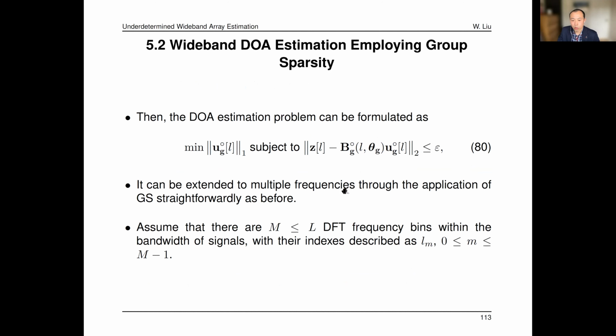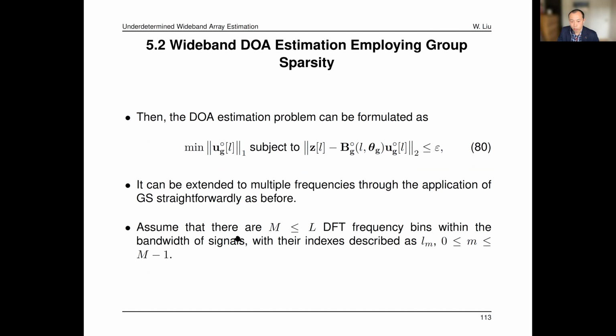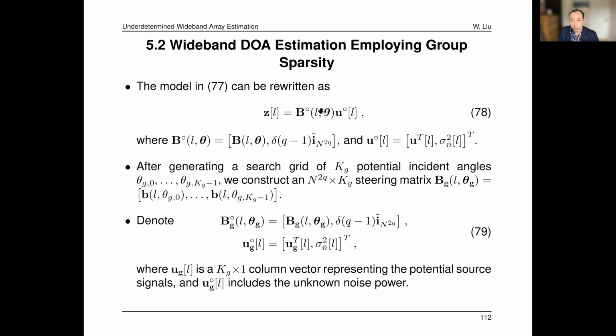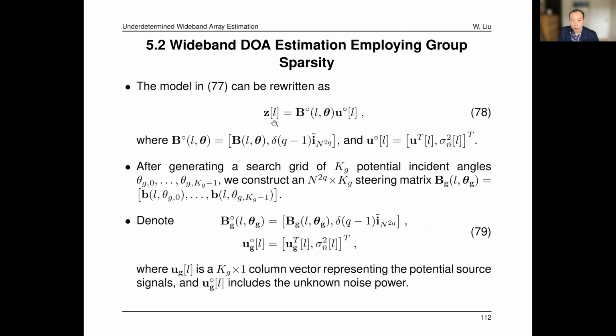And we can extend this to multiple frequencies through the application of group sparsity straightforwardly, as before. So we have this model here, then you can construct this block diagonal matrix. Remember that operation. Assume we have M, smaller than or equal to L, DFT frequency bands within the bandwidth of signals, with indexes l_m, m from 0 to M minus 1. Then you form this block diagonal matrix. For each bin, you take this one for different l, all the possible values of l within this range, then you form this block diagonal matrix. At the same time, you take all these vectors z_l for different values of l and put them into a long vector.